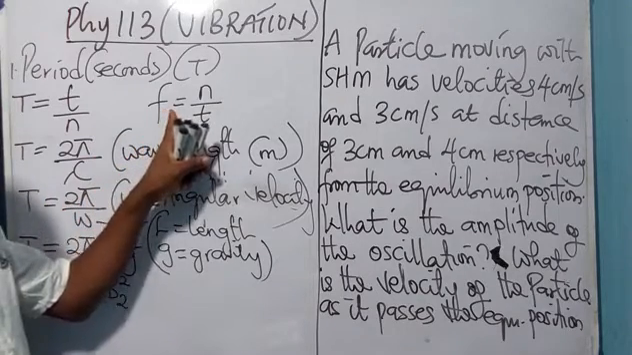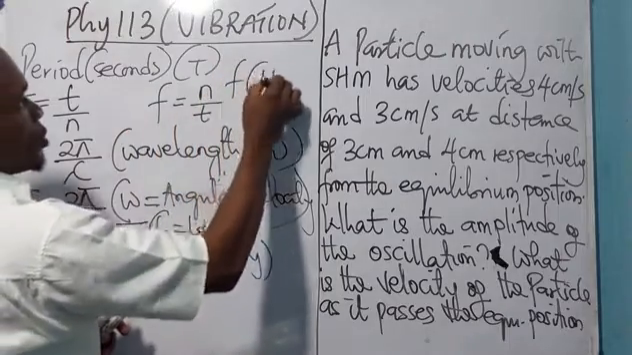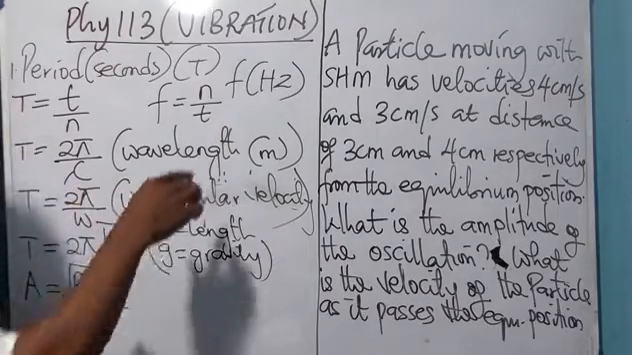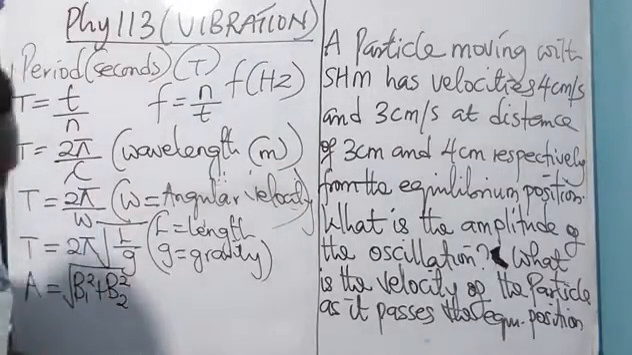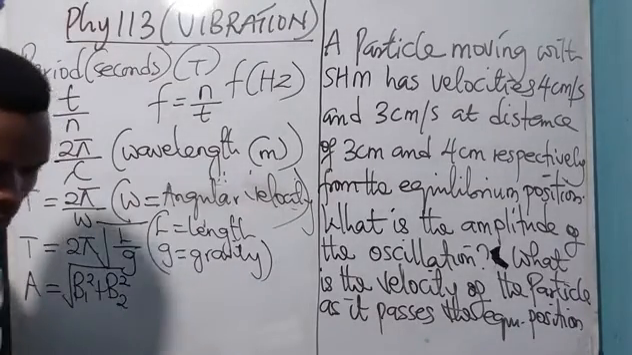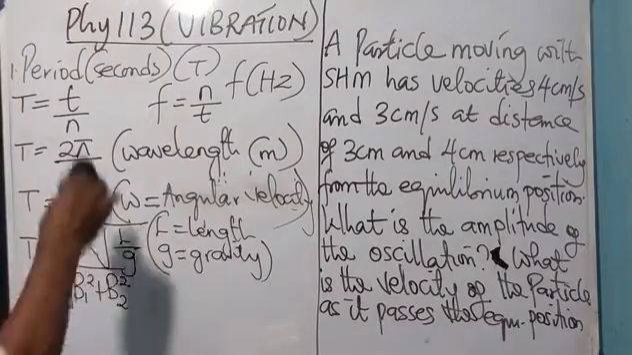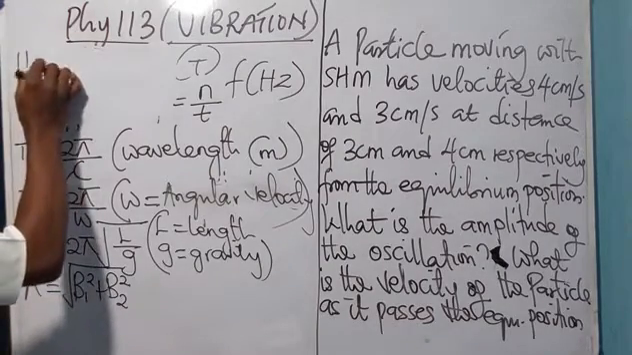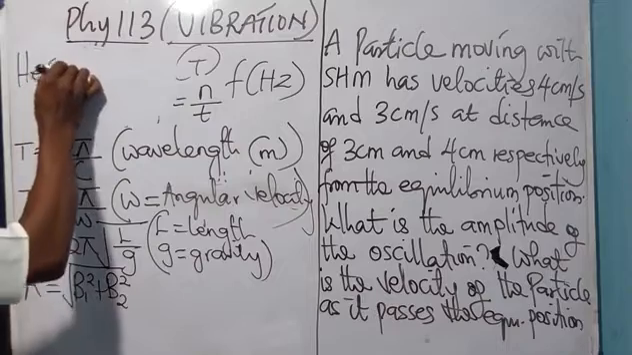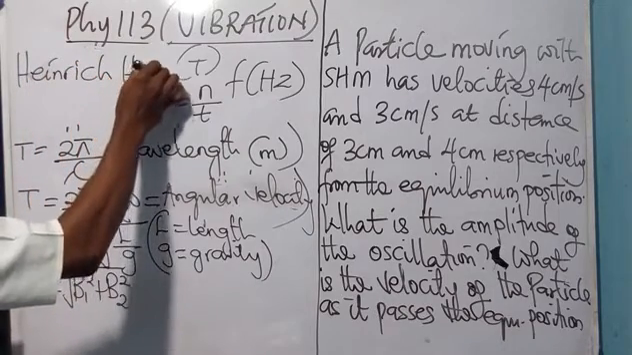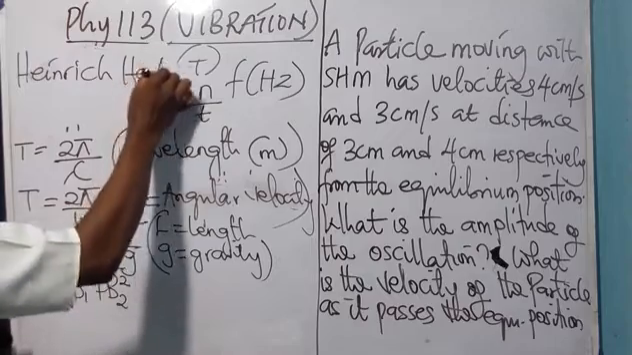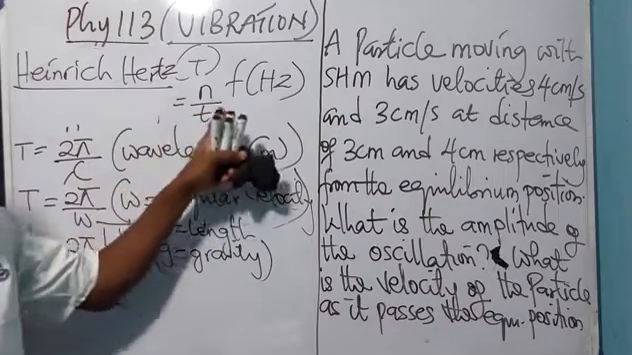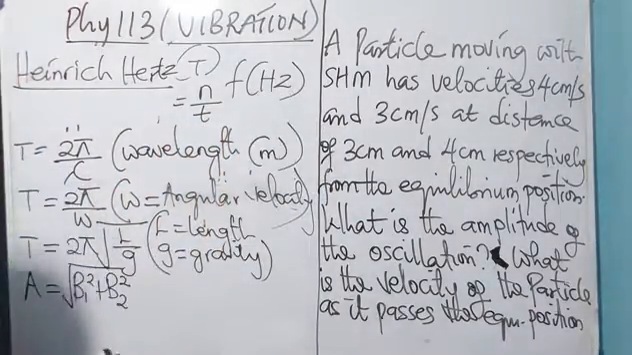Now the SI unit of frequency is Hz. Now this unit Hz was named after the physicist called Heinrich Hertz. So you see, the unit was named after his name. So frequency is measured in Hertz, H-Z. Okay, please take note of that.